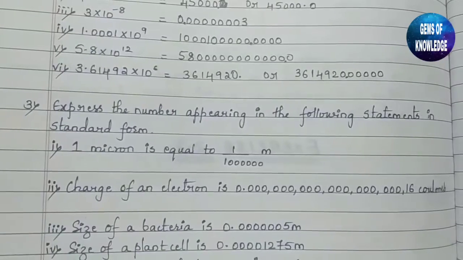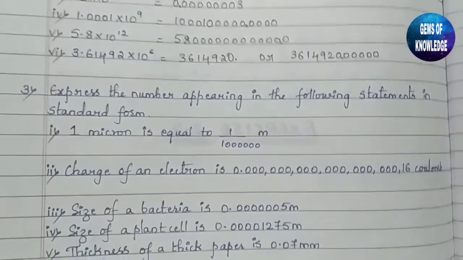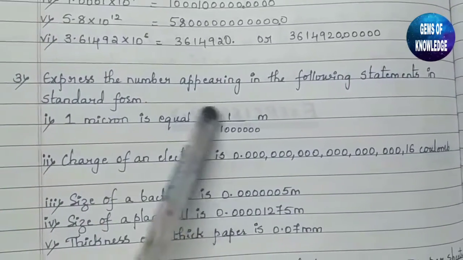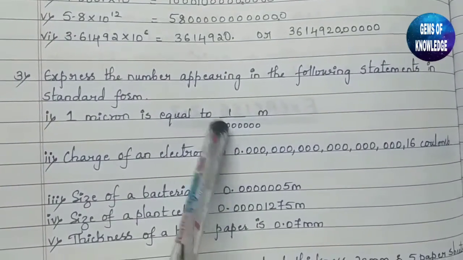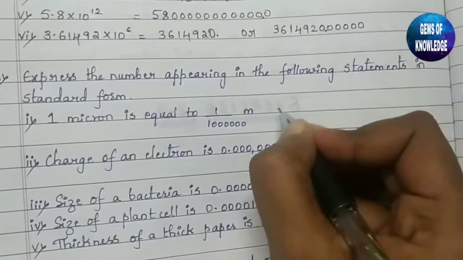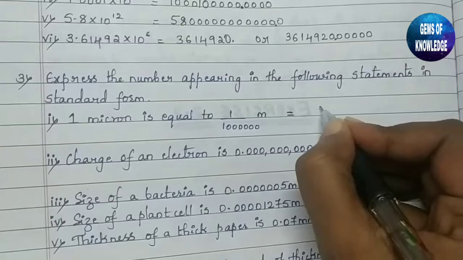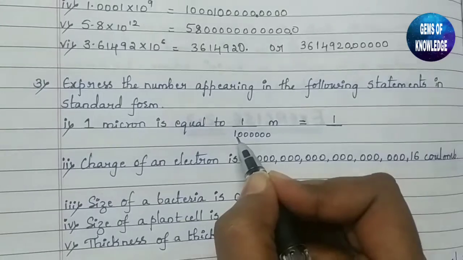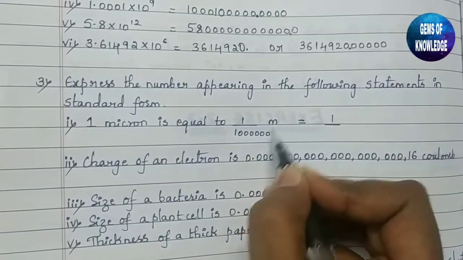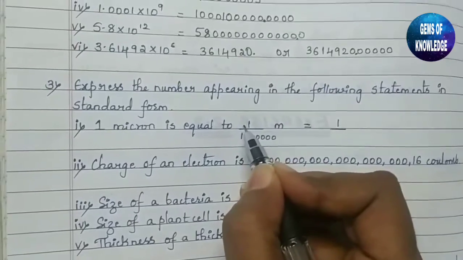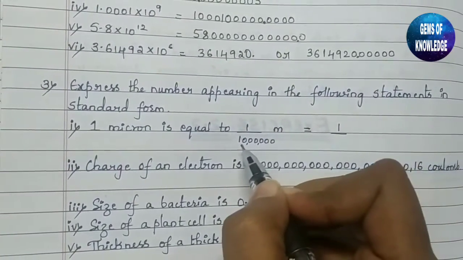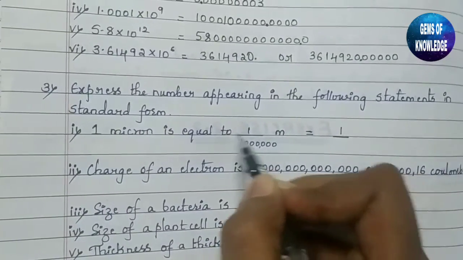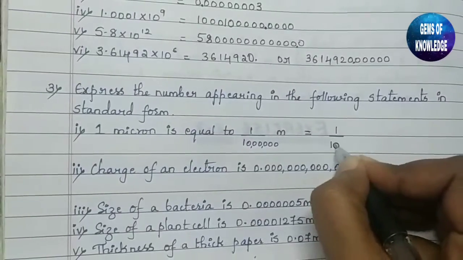Okay, so the third question you can see here: express the numbers appearing in the following statements in the standard form. Now again it has been given like this and we have to express these numbers in our standard form. So this can be written as, you can see here, 1 micron is equal to 1 divided by 1000000 meter. Okay, this much is given. This is 1 divided by unit, 10, 100, 1000, 10,000, lakh and 10 lakh, as you can see here. Okay, so this can be written as 10 to the power of how many zeros?